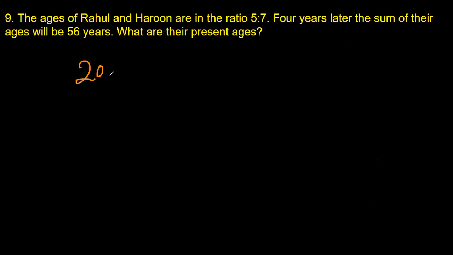If you see 20 and 28, they are of course in 5:7 ratio, because 4 times 5 is 20, and 4 times 7 is 28. What we are saying is the ratio 20 to 28 is the same as 5:7. So that's correct. First condition satisfied.